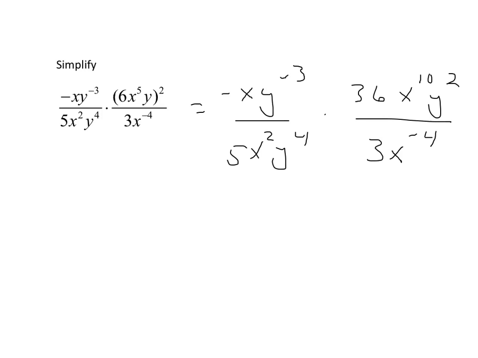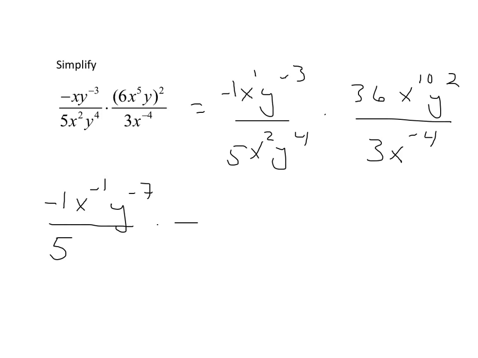So for this first fraction, first I'm going to look at the numbers. This negative is kind of like negative 1. So when I look at the number part of this, 1 and 5 don't simplify at all, so I've still got negative 1 and 5. x over x to the 2nd is the same thing as x to the 1 over x to the 2nd. So I'm going to subtract the exponents. 1 take away 2 is negative 1. And for the y's, I'm also going to subtract the exponents. Negative 3 minus 4 is y to the negative 7th.